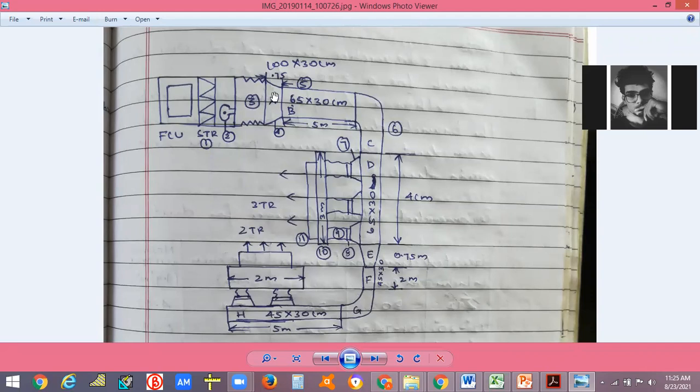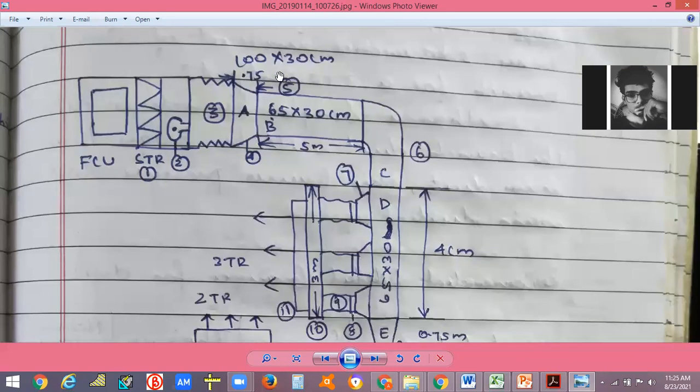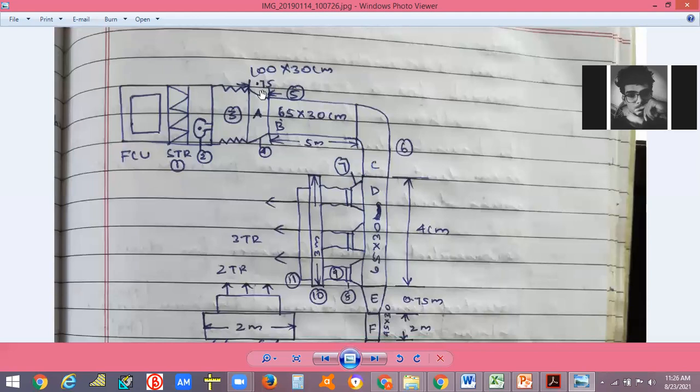So the air passes through the flexible connection and comes to the reducer. The reducer length is 0.75 meter, or you could write 750 mm. The dimension of the big side is 100 into 30 centimeters, 30 centimeter height and 100 centimeter width. Here it is 65 centimeter width and 30 centimeter height.